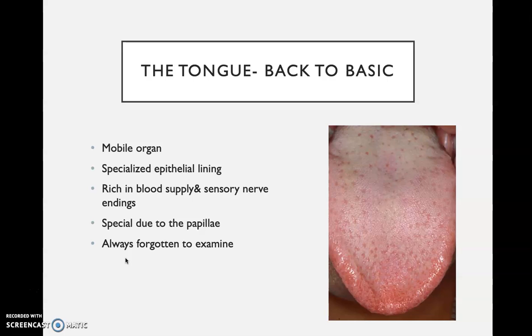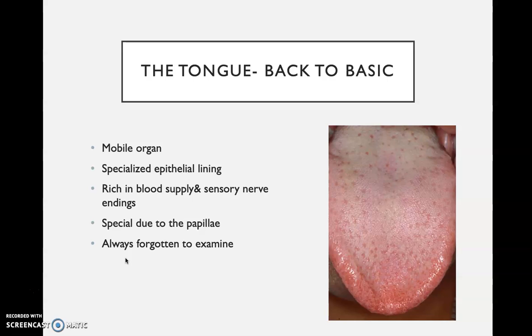It has specialized epithelial lining. So not only can it feel pain, hot and cold, but more than that, you can taste with your tongue, which you cannot do in other places. It is rich in blood supply and sensory nerve endings. It's special due to the papillae, and it's always the forgotten organ to be examined.